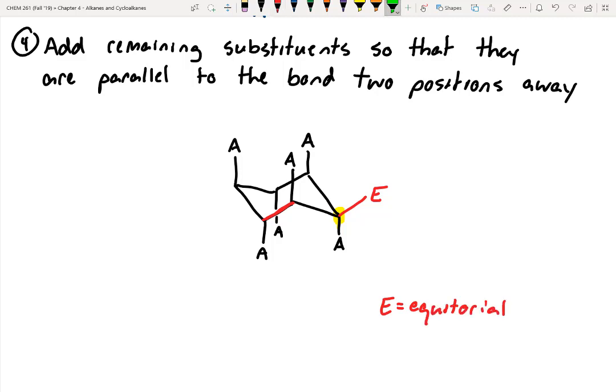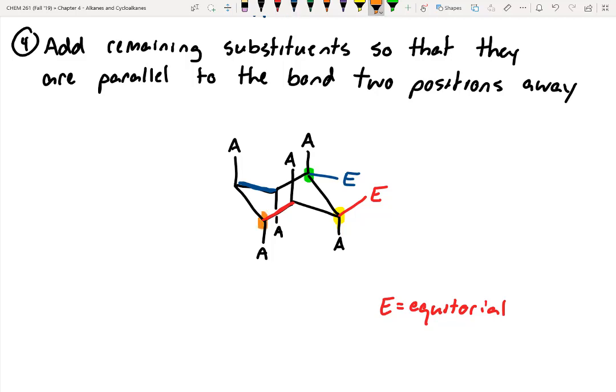All right, let's think about this position up here in green. Its bond that's 2 positions away is actually going to be this blue bond right here. So that means that its equatorial substituent needs to be slanted down a little bit to be in line. Does that make sense so far?